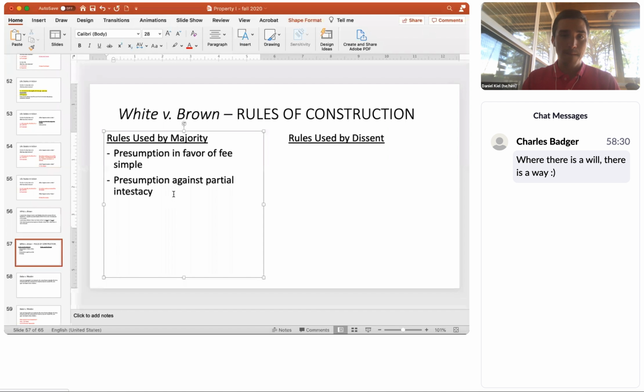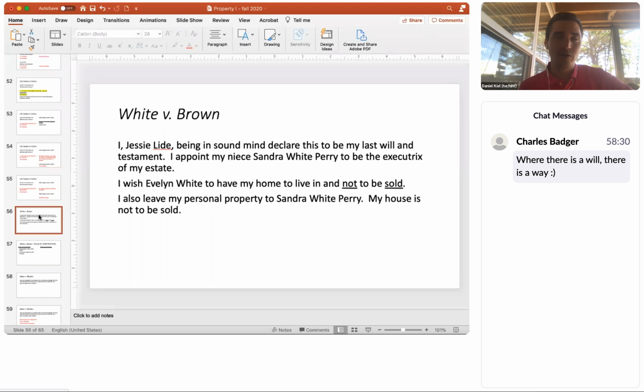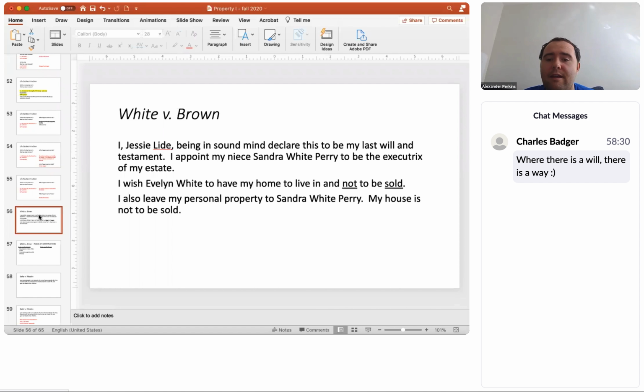All right. But the dissent disagrees. So Alex, I'm going to come back to you. They are interpreting this exact same language, and they say, well, yeah, okay, there's a presumption in favor of a fee simple and a presumption against partial intestacy, but the language that the dissent is focusing in on is what? There is some unambiguous intent contained in this that the dissent picks up on.